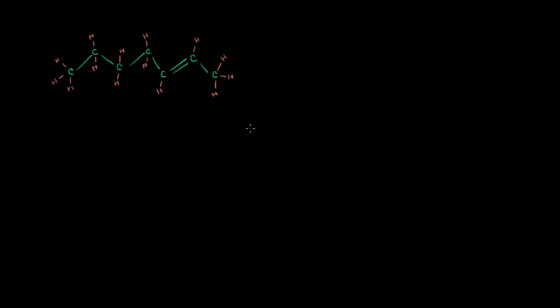So like we always do, let's try to find the longest chain of carbons. And there's only one chain of carbons here. There's 1, 2, 3, 4, 5, 6, 7 carbons in that chain. So we're going to be dealing with hept. That is 7 carbons. But it's not going to be a heptane. Heptane would mean that we have all single bonds. Here we have a double bond. So this is going to be an alkene.